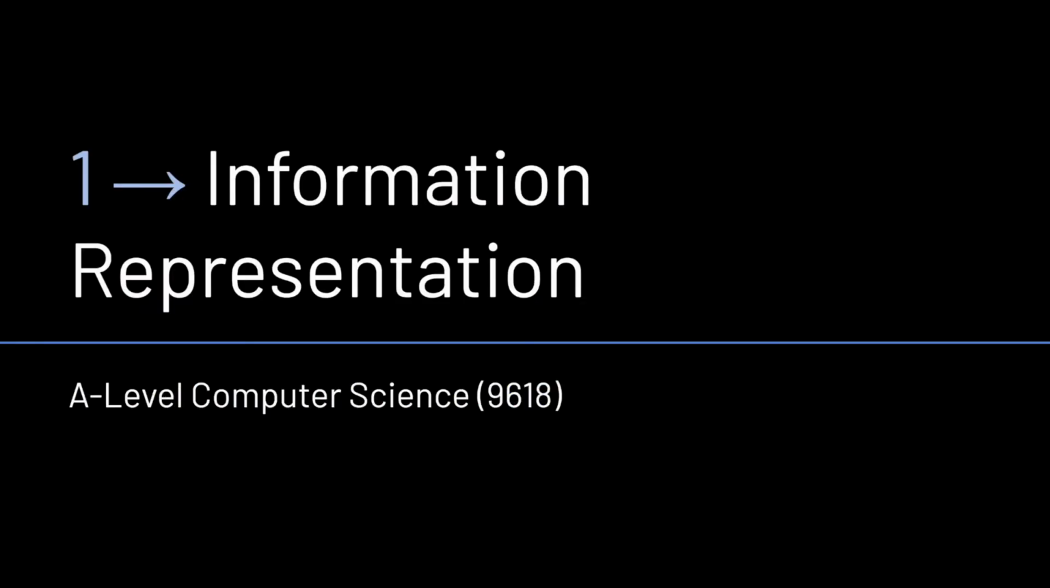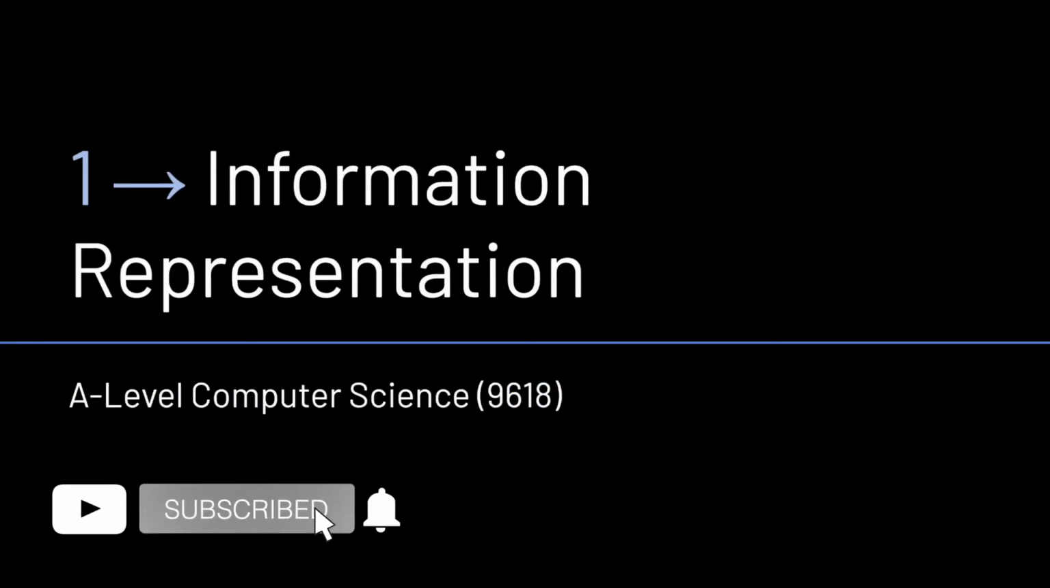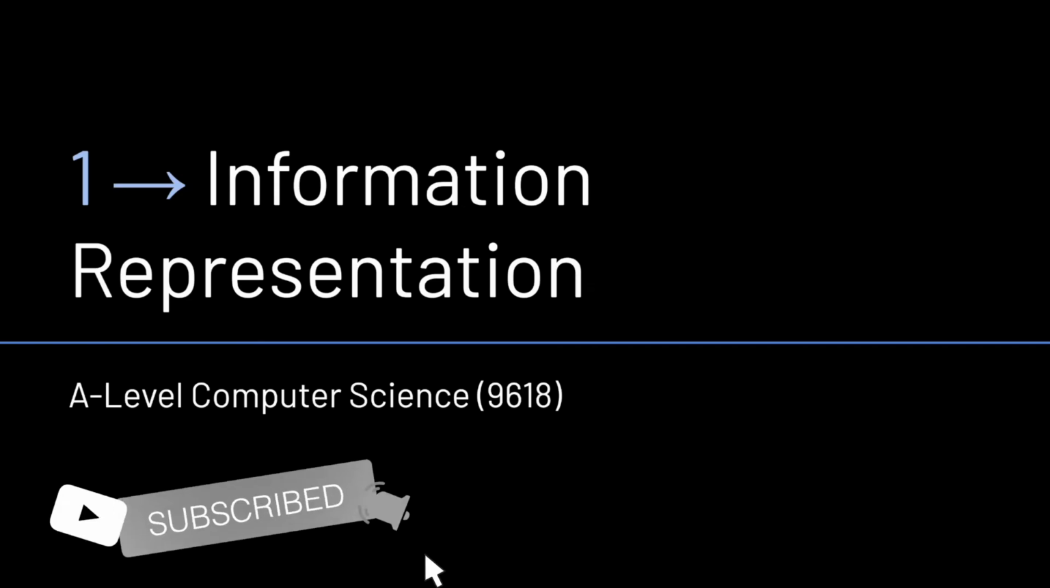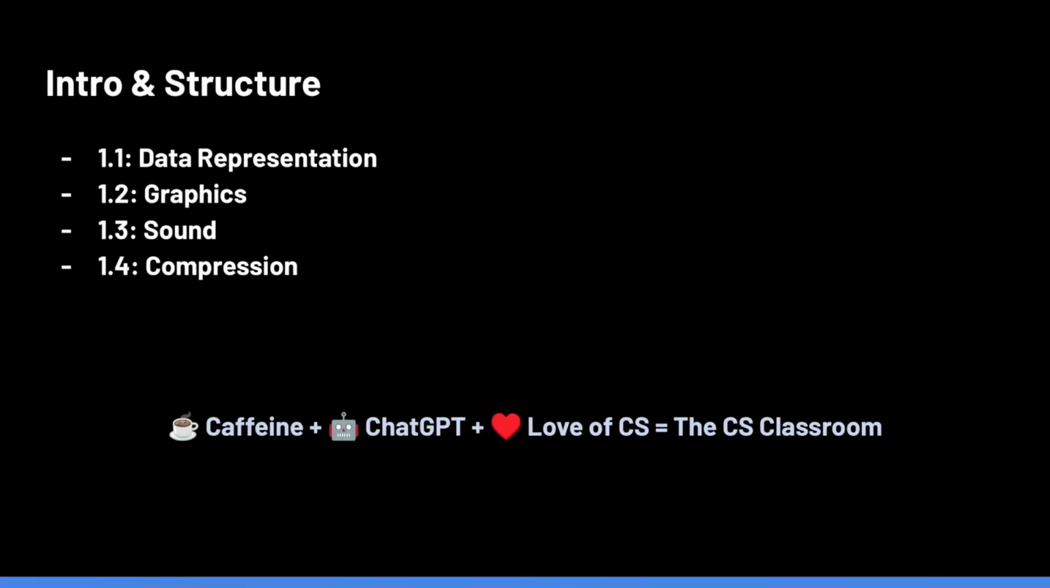Alright guys, welcome to Information Representation. This is the first unit for the A or AS level computer science exam. In this video, we're going to cover the 4 sections in this unit. That's going to be data representation, which is working with binary numbers, graphics, sound, and then compression.